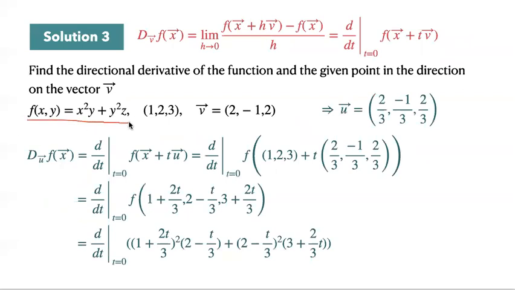Here f is given like this, and (1, 2, 3) is a point and v is the direction. Then the first thing we need to do is find the unit vector u. In this case, you can see that the length of v is given by the square root of 2 squared is 4, plus negative 1 squared is 1, and 2 squared is 4. So it'll be root 9, which is the same as 3.